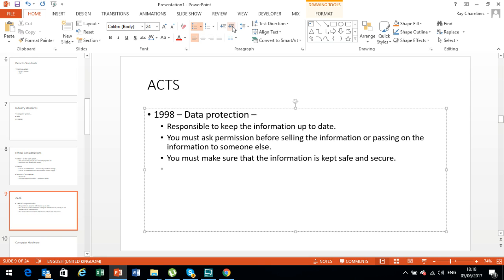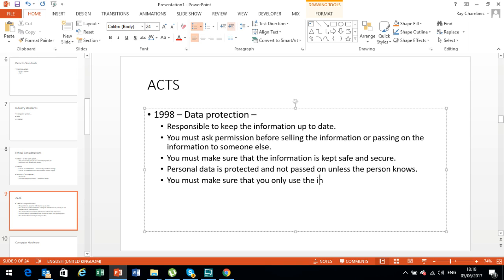You also need to make sure that personal data is protected and not passed on unless the person knows. You must make sure that you only use the information it was intended for. So if I wanted to use your information to update or get results, I could only use it for that. All right. So that's the Data Protection Act.